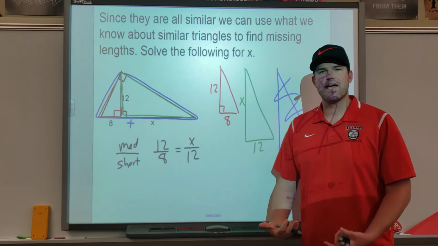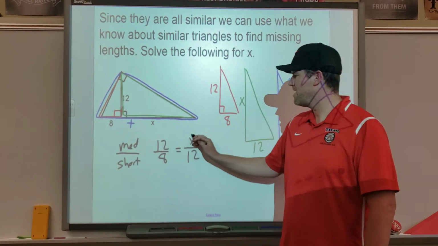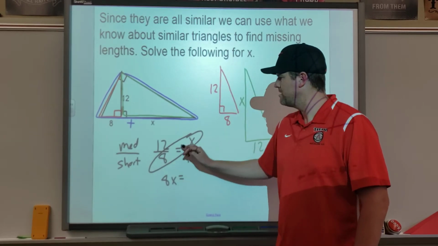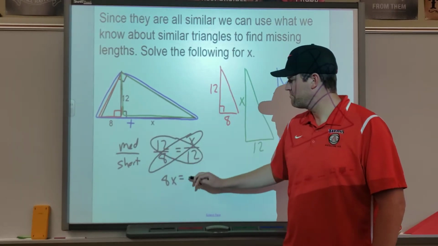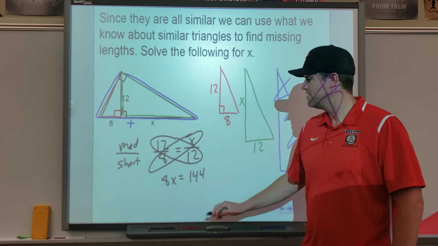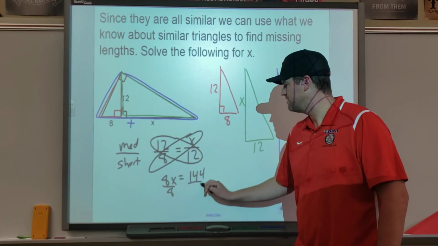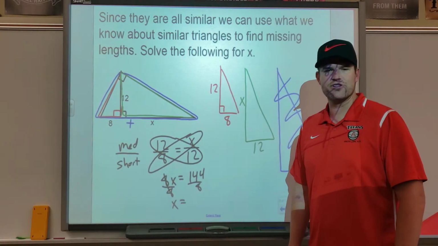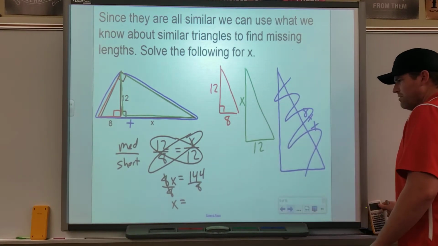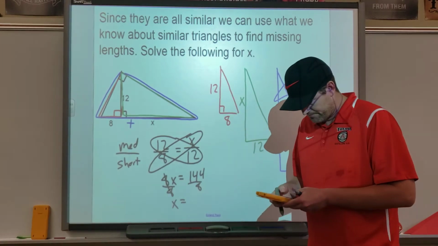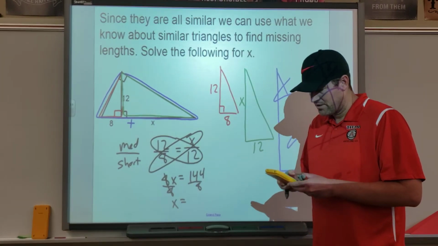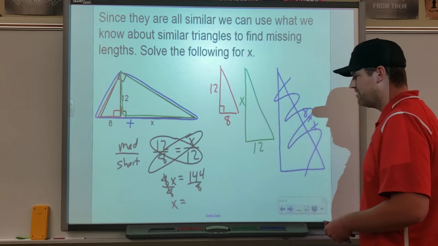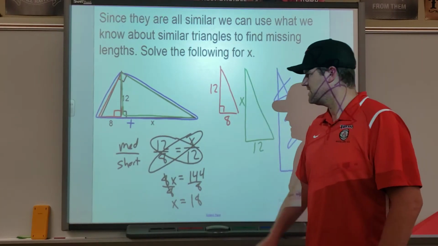And so from here, we have a proportion. We can cross multiply. 8 times x is 8x. 12 times 12 is 144. Divide by 8. And x equals, I'm pretty sure that's 16, but I'm going to double check. 144 divided by 8. Oh, glad I checked. It was 18. All right, so x equals 18.